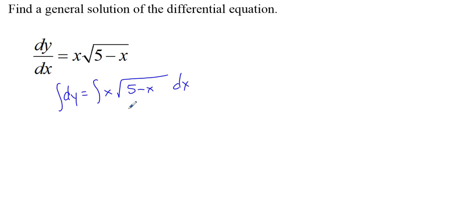What would you be then? Yeah. So what would du be? Du be what, -1? And then bring your negative over, because we don't have a negative over here anywhere. Negative du equals dx. So this would be u, so we'd have square root u. We have a problem though.